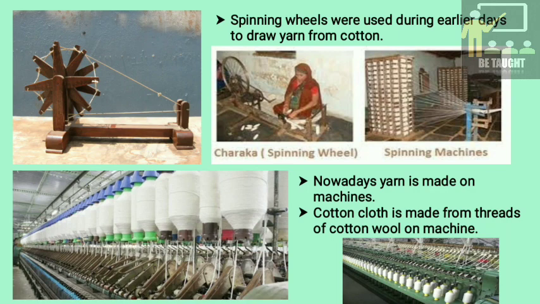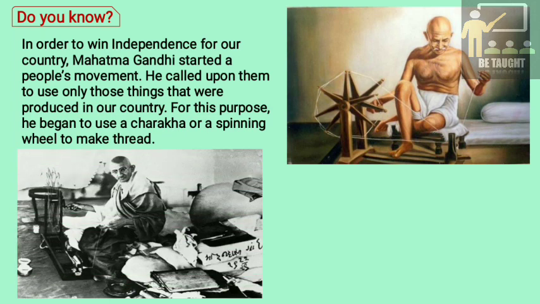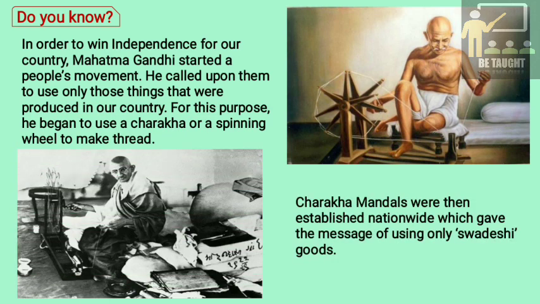Now besides cotton, what other materials can be used to make cloth? Now children, do you know, in order to win independence for our country, Mahatma Gandhi started a people's movement. He called upon them to use only those things that were produced in our country. For this purpose, he began to use a charkha or a spinning wheel to make thread. Charkha mandals were then established nationwide, which gave the message of using only Swadeshi goods.